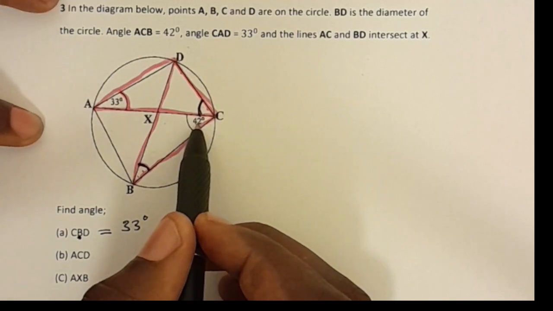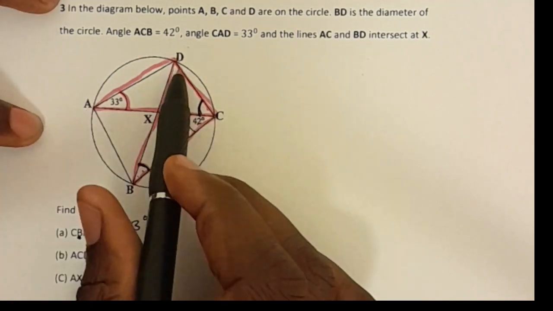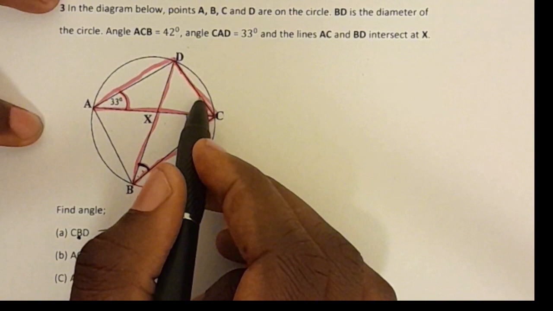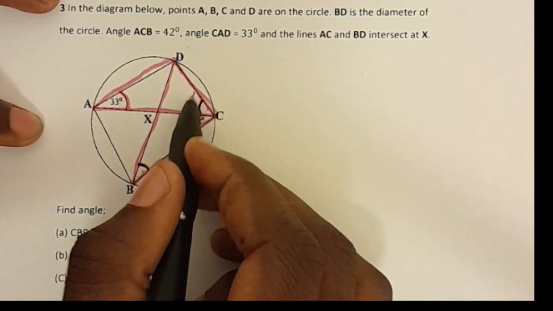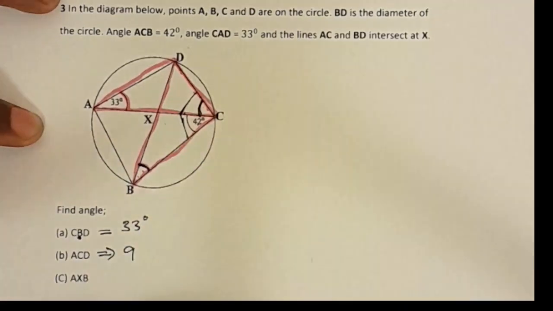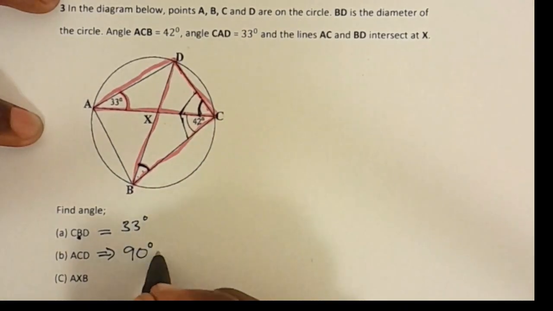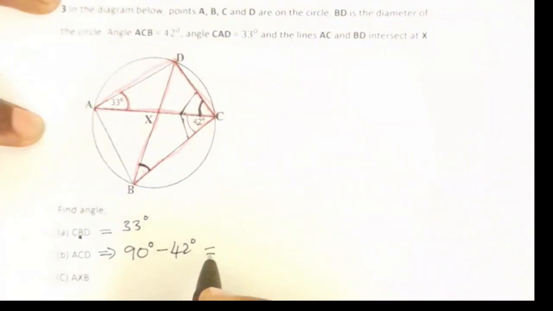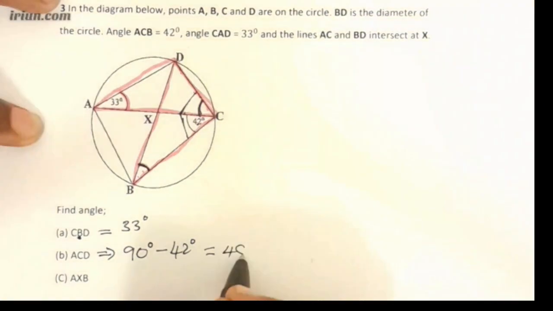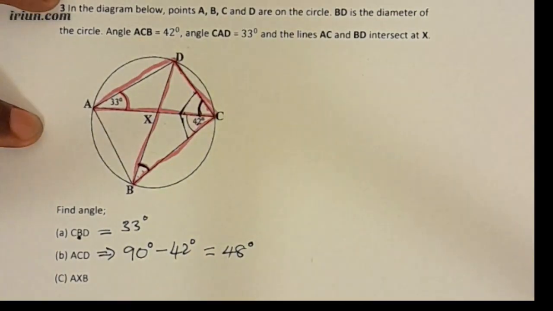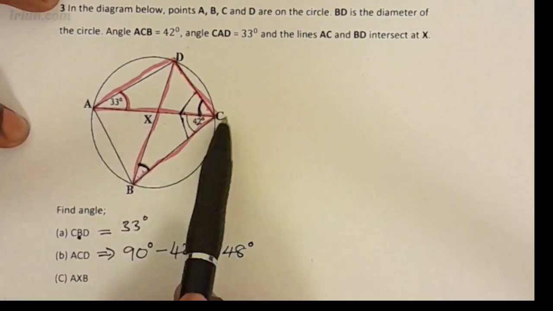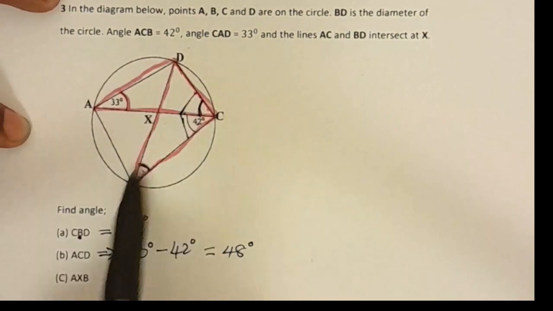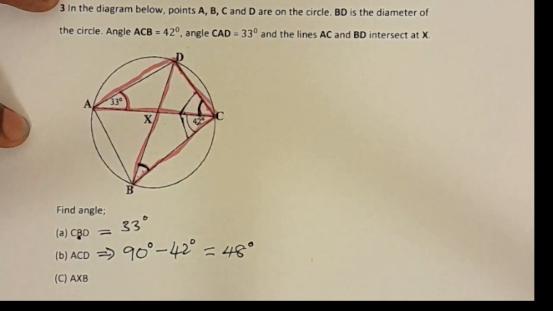So how are we going to find angle ACD? Angle ACD will be equal to 90, which is the entire angle here, minus the 42 degrees we've been given already, which gives 48 degrees. So angle ACD is 48, because the entire angle is 90, since BD is a diameter. Okay.